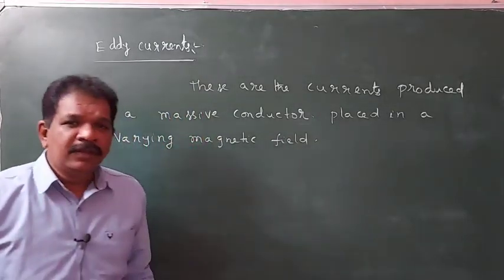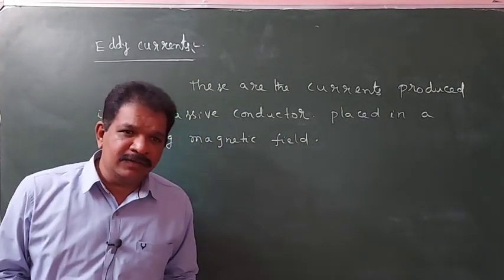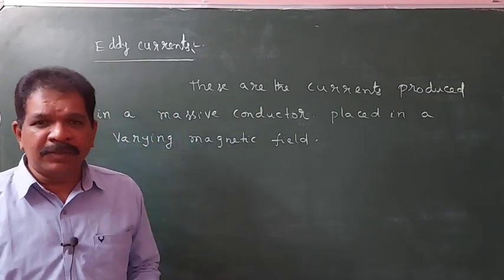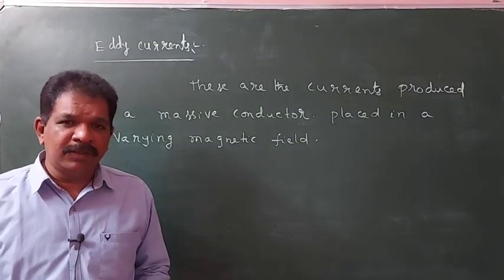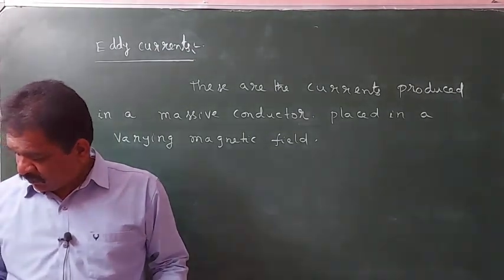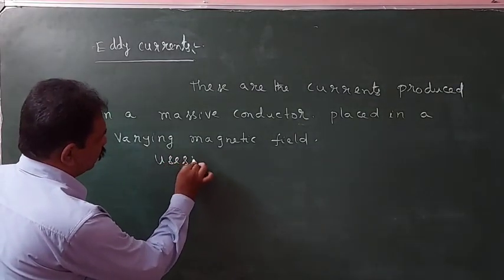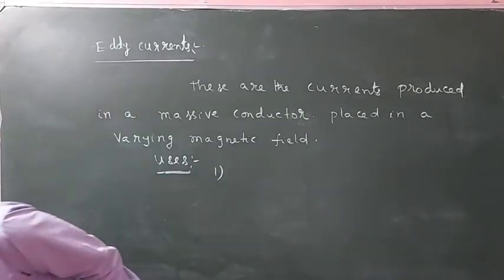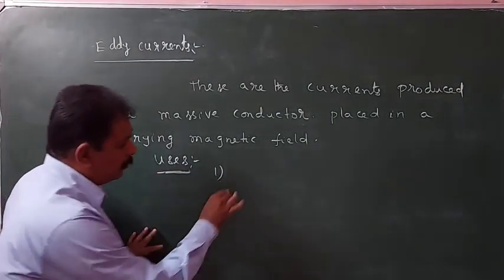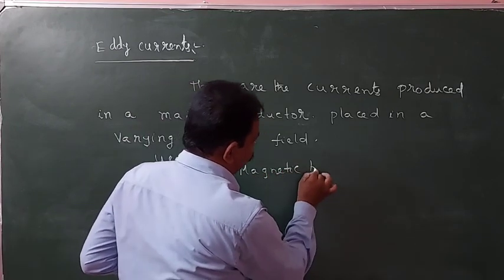Okay. Next, what are the uses of these eddy currents? Some uses will be there, some disadvantages will be there. What are the uses? One is magnetic braking of the trains.